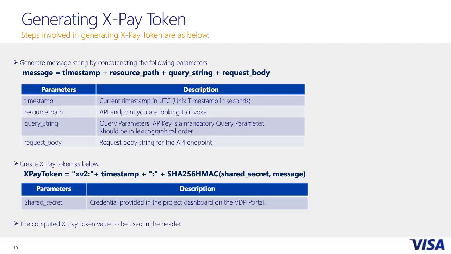Now let's look at the actual XPay token string. So the actual XPay token string is composed of the xv2 string plus the timestamp, colon, then the HMAC SHA-256 encoded message. You encode this message using your shared secret. Now let's move on to the next slide.